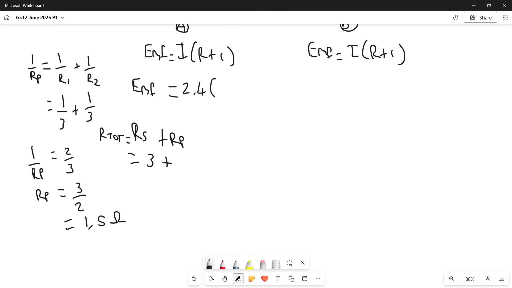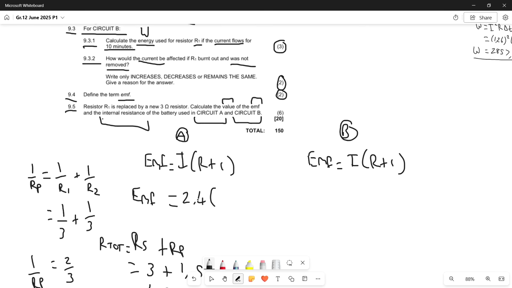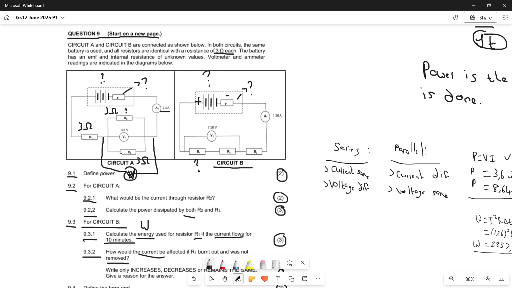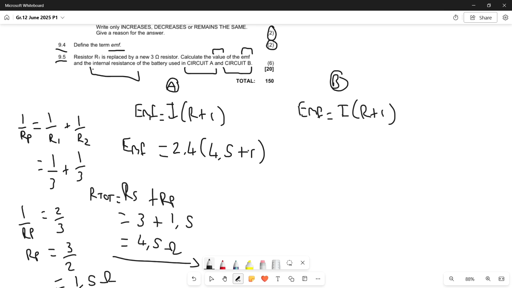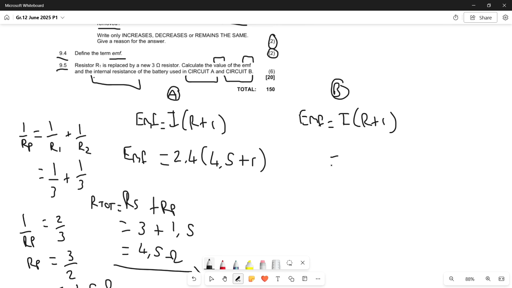So we can then plug that 1.5 into our formula over here, because that is the effective resistance, the total resistance for the parallel branch. That means our total resistance here is 4.5 ohms for the whole circuit, including the series and the parallel branch added up together. From there, we plug in the 4.5 by our capital R, the external resistance, and then plus little r because we are trying to solve that in the next step. Then we do the same thing for circuit B.